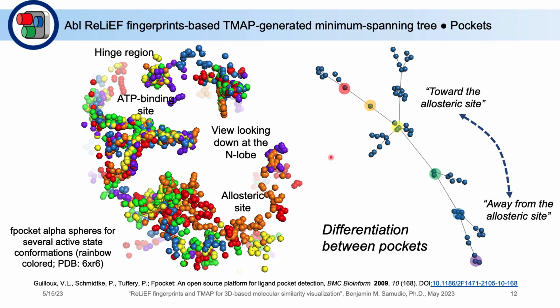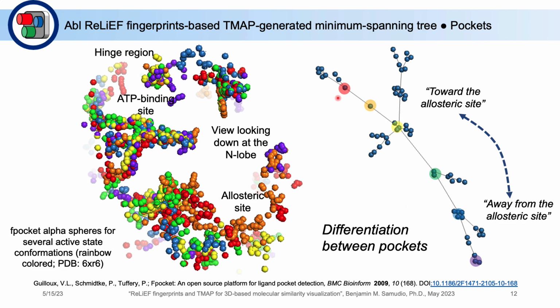Now here what I do is I align the 6XR6. Again, this is going to be the active state conformations. I align all of them together and I fill them with the alpha spheres from fpocket. And we're looking down at the C-lobe. The allosteric site here is at the bottom. The ATP binding site and hinge region are up here at the upper left. And I color them according to where they are in the TMAP.